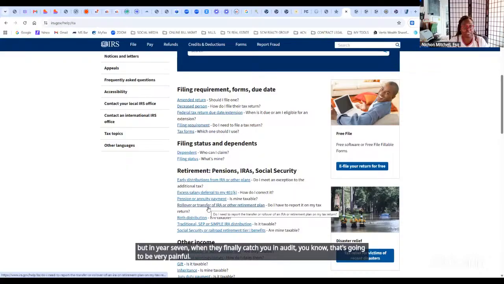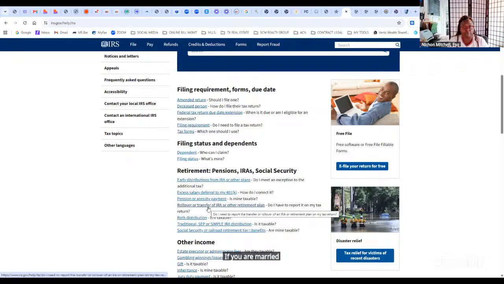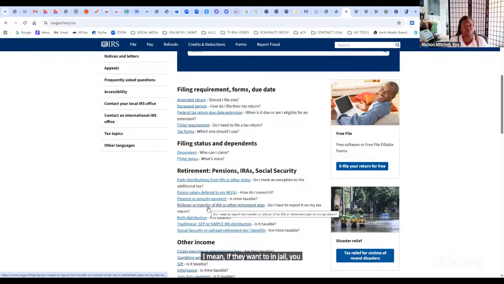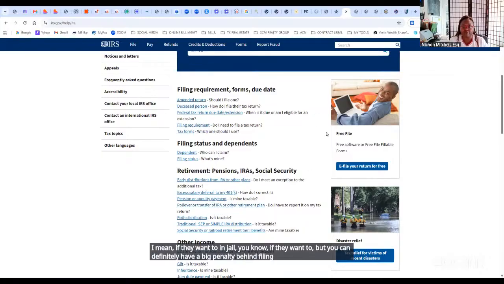So stop filing head of household if you are married, and especially if you're married and y'all are in the same household. Even if you're married and y'all are not in the same household, technically, if you're still legally married, that's a filing status that can land you, I mean, if they want to, in jail. But you can definitely have a big penalty behind filing like that. You may be eligible to file free. You can do that on this site.